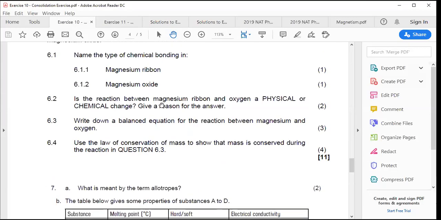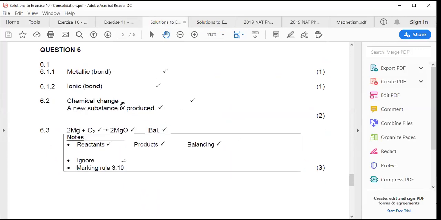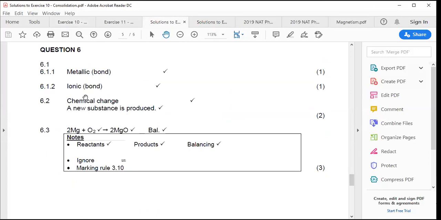6.2, is the reaction between magnesium ribbon and oxygen a physical or a chemical change? Give a reason for your answer. What do you say? Is it physical or chemical? It's a chemical change, correct. What is the reason? A new substance is produced. What are we forming here? We have magnesium oxide. So a new substance is being formed. Therefore, that one is a chemical change. Clear? Yes. Then we move on to the next one.